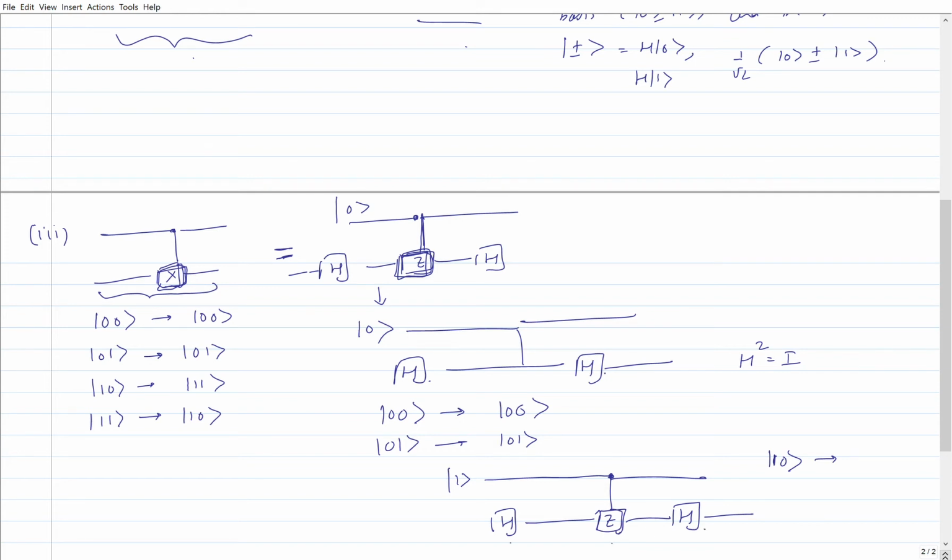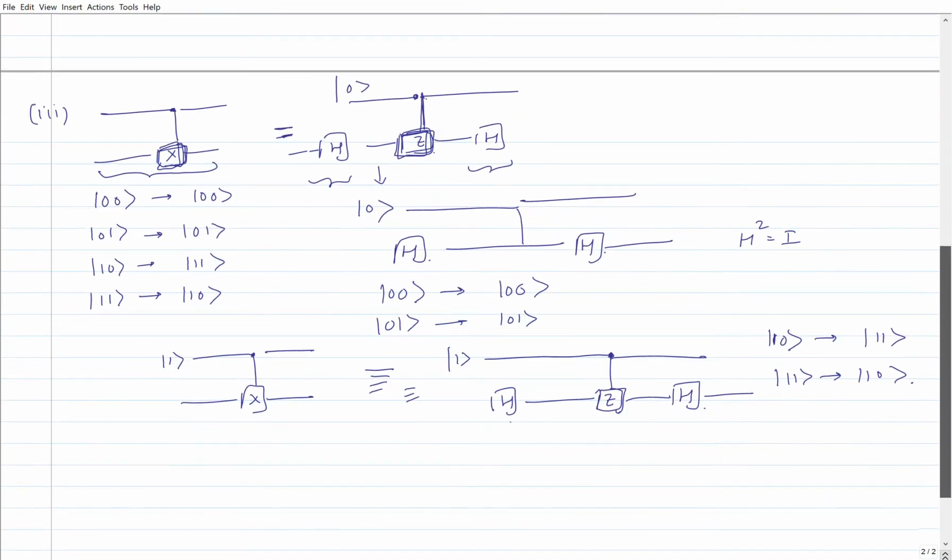So for specifically 1 going through this, this is nothing but this guy. So 10 goes to 11 and 11 goes to 10. So a control on X is in fact a control on Z times the Hadamard operators.